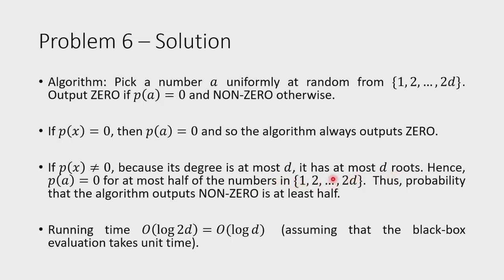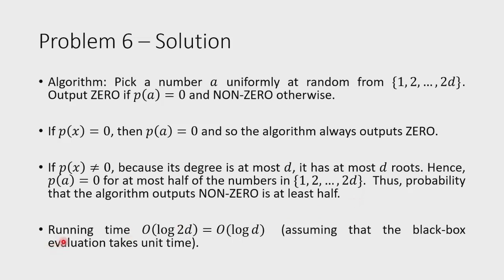So if you pick a number uniformly at random from this set, what's the probability that the number you picked is such that p(a) equals 0? It is at most half, right? So for at least half of the numbers in this set, and therefore with probability at least half, p(a) would not be equal to 0, and so the algorithm would output non-zero. So the success probability in this direction is at least half.